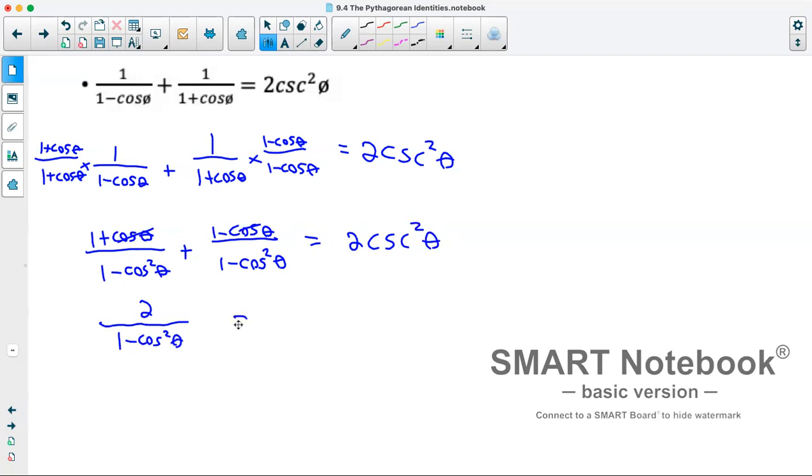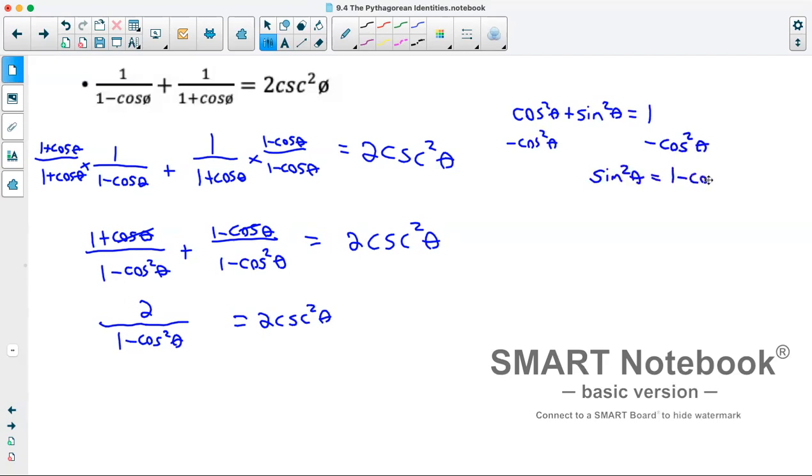And that's equal to 2 cosecant squared theta. So we've got this 1 minus cos squared here. That looks like it could be something from our basic Pythagorean identity that we can rearrange. So we've got cos squared theta plus sine squared theta equals 1. If I move cos squared theta to the other side, we get sine squared theta equals 1 minus cos squared theta. So 1 minus cos squared theta matches what we have here, so we can replace this with sine squared theta.